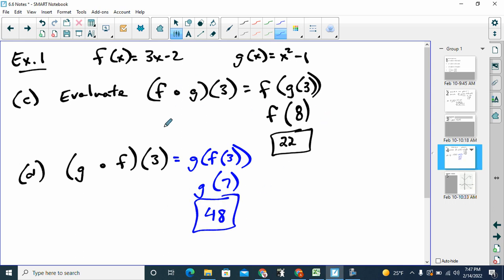Notice the order that I do the operations in does matter. Some functions, it does not, like addition. 3 plus 2 and 2 plus 3 are the same thing. So addition is commutative, as is multiplication. Subtraction, division, and now function composition, none of those are commutative.